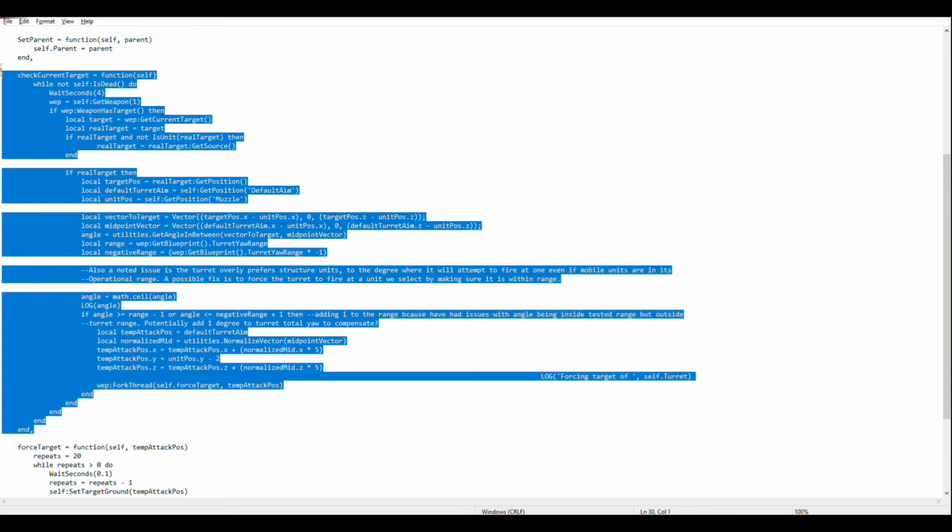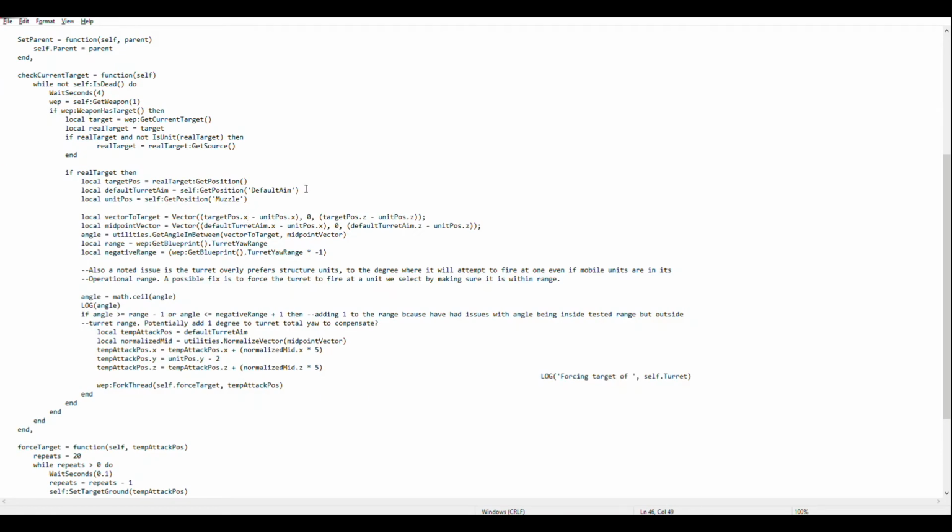Excuse my sudden interruption, but this is me from the future. I don't like how I explained this when I first recorded this part of the video, so I'm going to explain it again. I've already said what I'm doing. I'm forcing the turret to target something so that it refreshes its target.